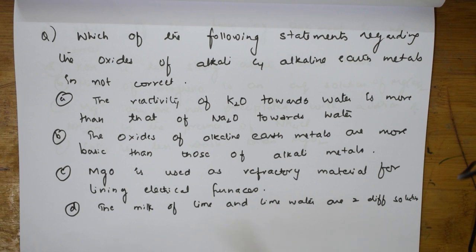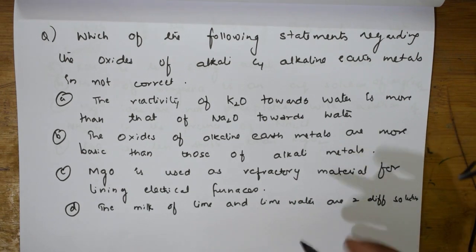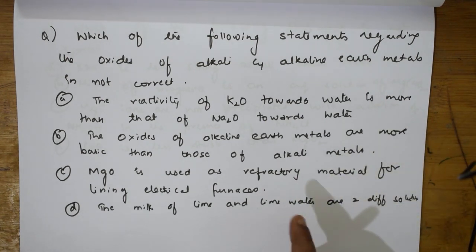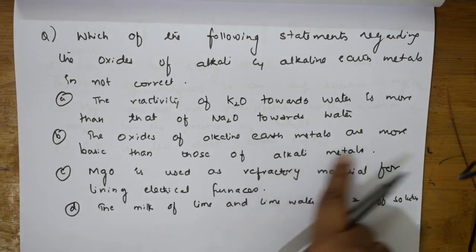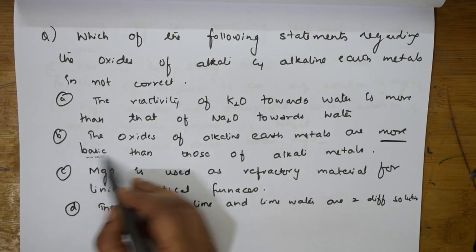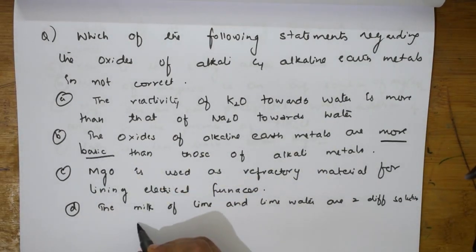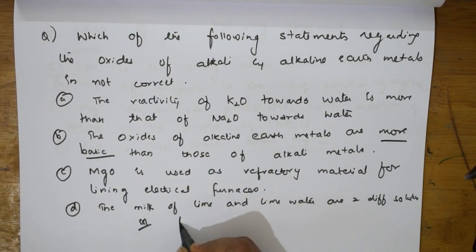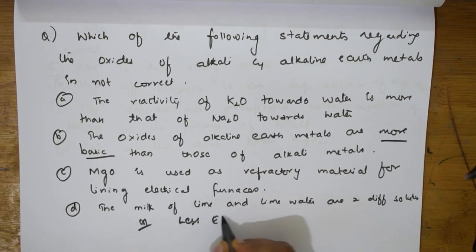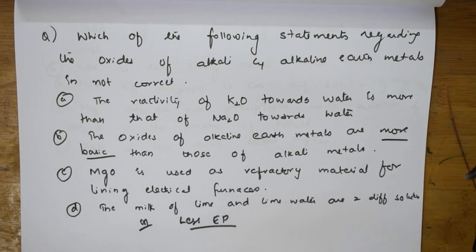Why is this wrong? Because the oxides of alkali metals are basic. I accept that, but the alkaline earth metal oxides are less basic than alkali metal oxides. Why? What should you speak in terms of? Because alkaline earth metals are less electropositive, isn't it? So here they've said more basic, but my justification is they're less basic. What is the concept? They are less electropositive. Less electropositive means less ability to donate that pair of electrons or donate that OH minus ions, correct?